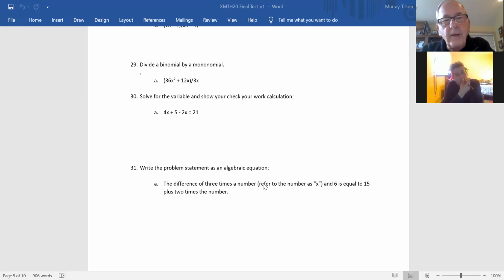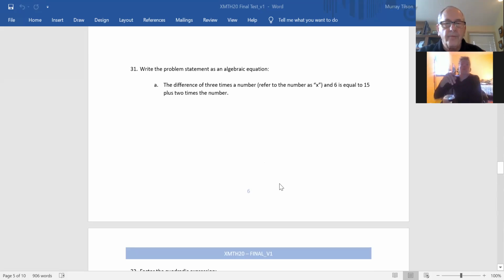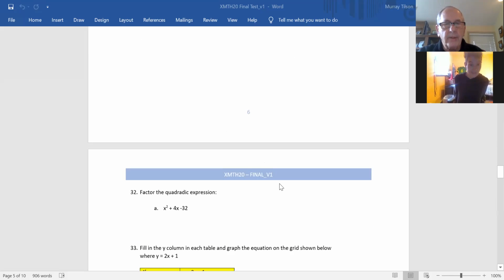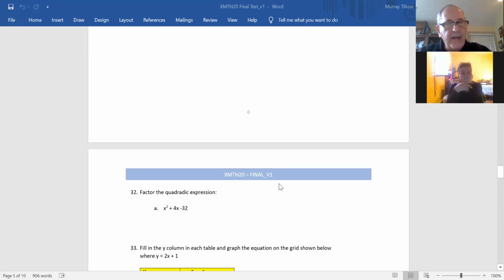Okay, write the problem as an algebraic expression. The difference of 3 times the number, that number always referred to as like x or y or something, and 6. So when they say the difference, it's got to be 3x minus 6. And it's equal to 15 plus 2 times the number. So it's 15 plus 2x, right? Yeah, that one's easier. That is easy.